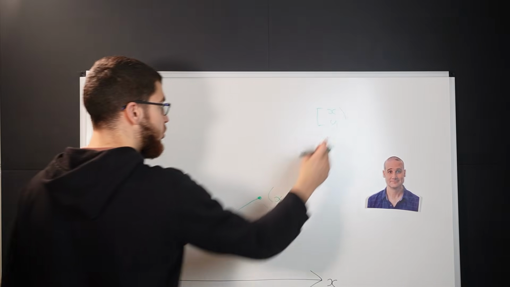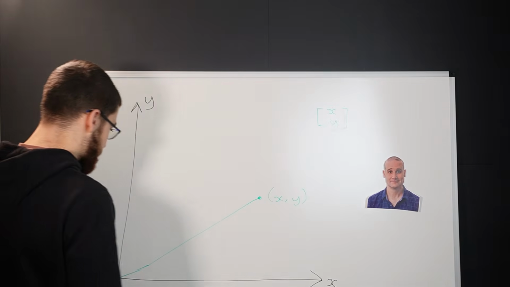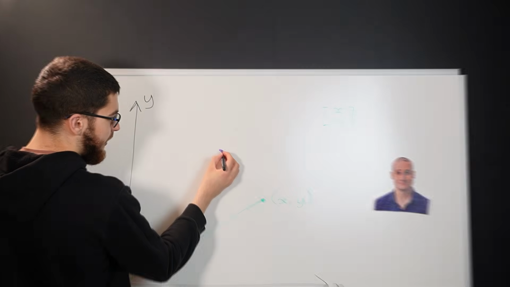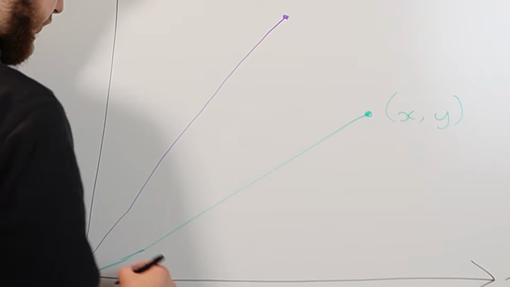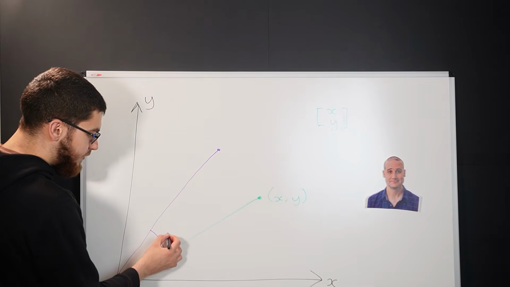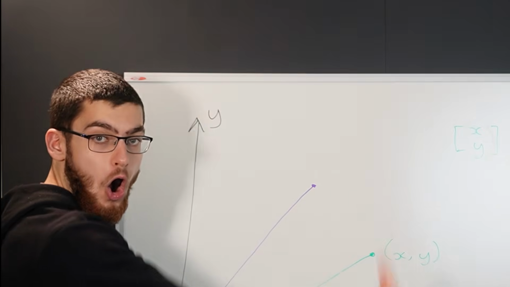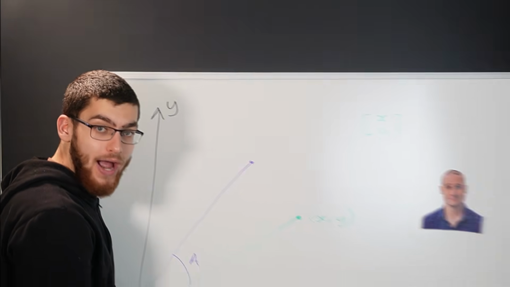And then let's have another point, which we won't give a name. We'll just put it somewhere up here. So to get to this point, we want to rotate X, Y by an angle of A. So this is the rotation of XY. Do you get it? Alright, you little pleb.